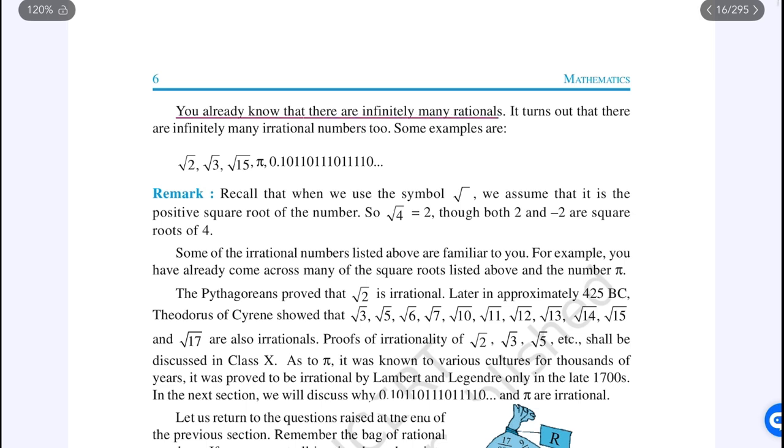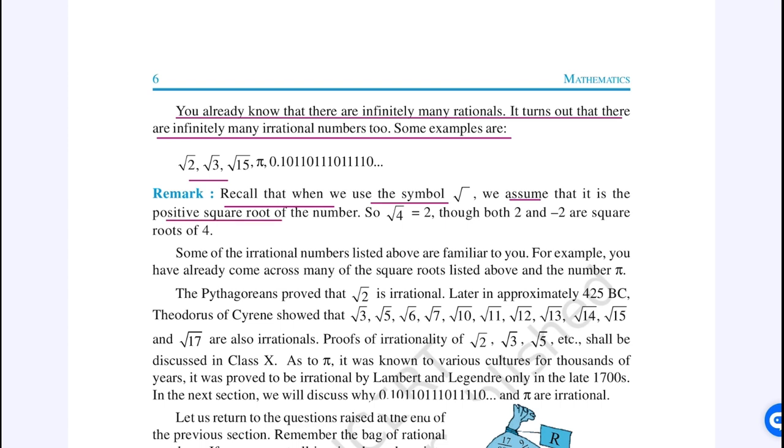You already know that there are infinitely many rationals. It turns out that there are infinitely many irrational numbers too. Some examples are root 2, root 3, root 15, pi, 0.10110111011110, and so on. Recall that when we use the symbol root, we assume that it is the positive square root of the number. So root 4 equals 2, though both 2 and minus 2 are square roots of 4.